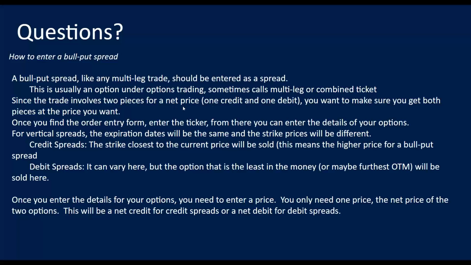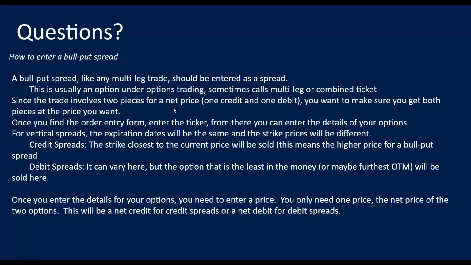And the net price. The net just means that you take the credit and the debit and you put them together and you get one price, either a debit or a credit, depending on whether your credit or your debit is bigger and what your strategy is. But you really don't care about the price for the individual options. You care about the price for the total thing.